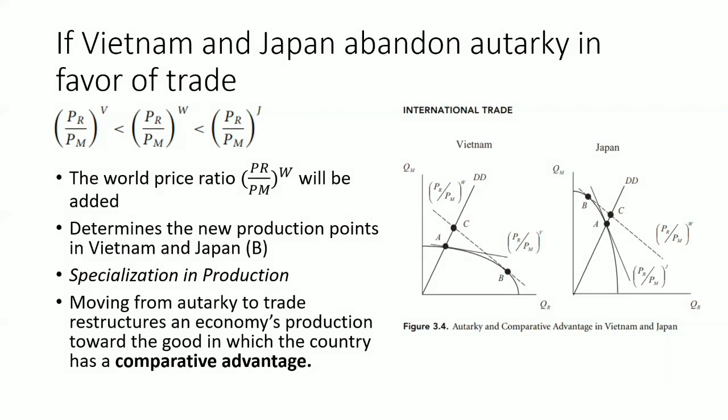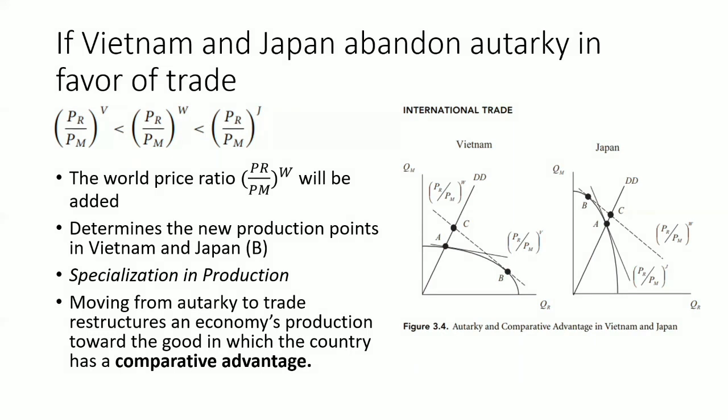If you take a look at the Vietnam curve, the world price ratio line is actually steeper than the autarky price, which is labeled as A. And in Japan, we have the world price ratio line that is flatter than the autarky price line. The tangencies of these world price lines determine the new production point for Vietnam and Japan, which are labeled B in both curves.